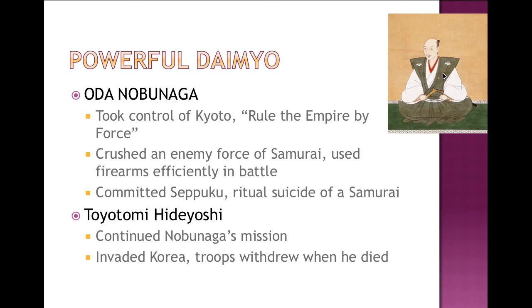He was very powerful. He even was able to use firearms for the first time efficiently in battle, and firearms came over from Europe during this time. So he was pretty powerful. However, he commits seppuku, which is just a ritual suicide of a samurai. It's kind of an honorable death of a samurai because one of his generals turned on him.